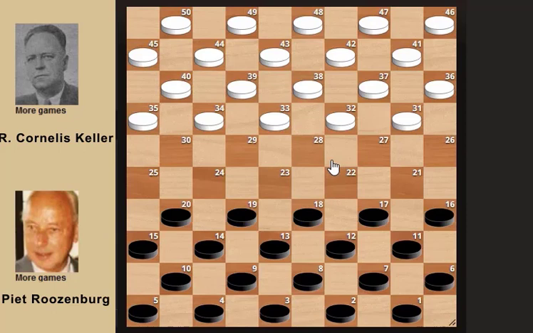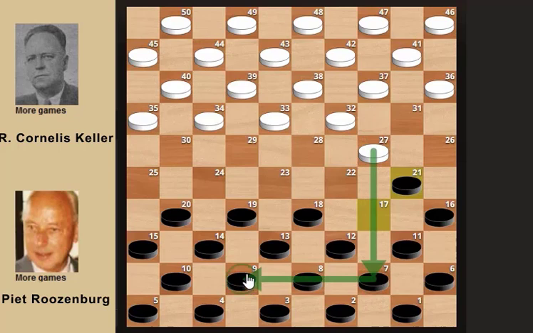So let's get started. Keller started the move by playing 31-27. This move was responded to by Roozenburg by playing 17-21. So if you draw the square, you see that we can move to 21. We can also move to 22. We can play 23. We can also play 24.